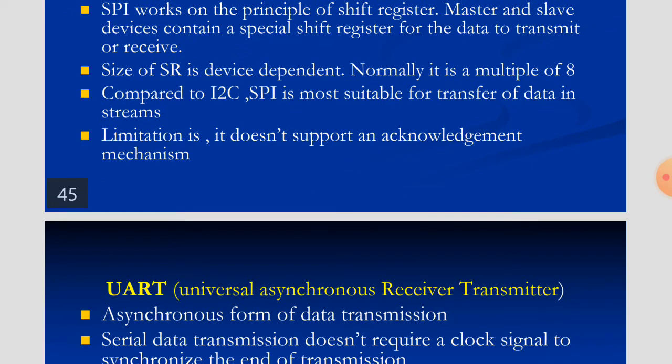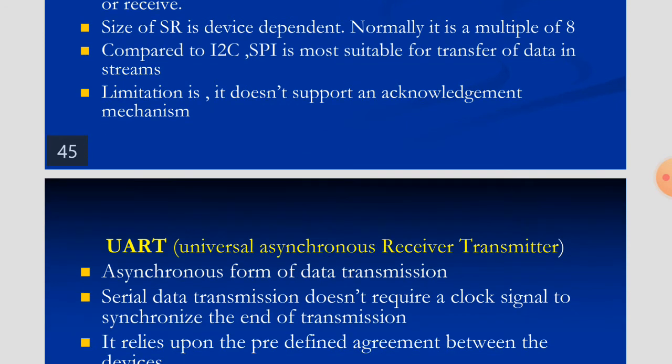Compared to I2C, SPI is more suitable for transfer of data in streams. The limitation is that it doesn't support an acknowledgement mechanism. That means after transmission or reception, you won't get any information on whether the data was successfully transmitted or received. That is the only drawback of SPI.